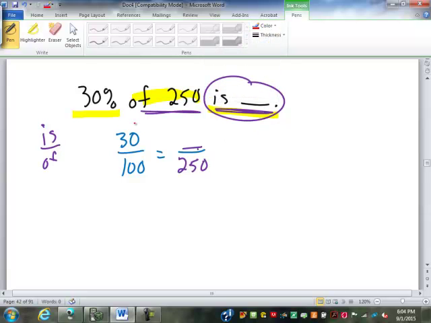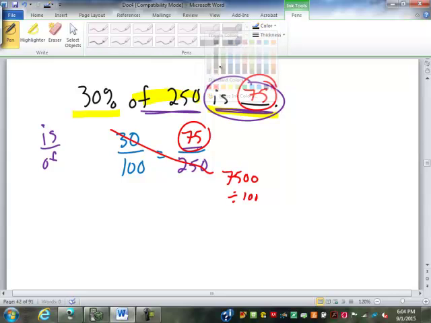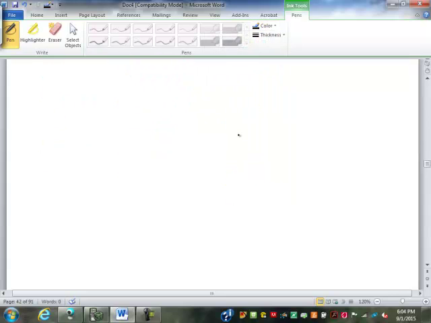So anyway, here we're going to cross multiply and divide. 30 times 250 is 7,500. Divided by 100 is 75. So 30% of 250 is 75. We'll shift gears a little bit here.